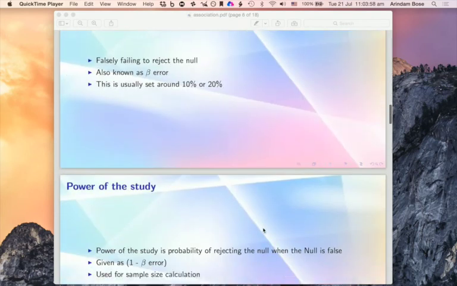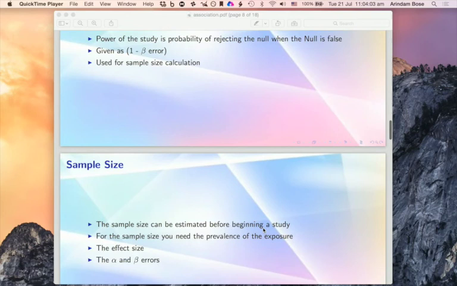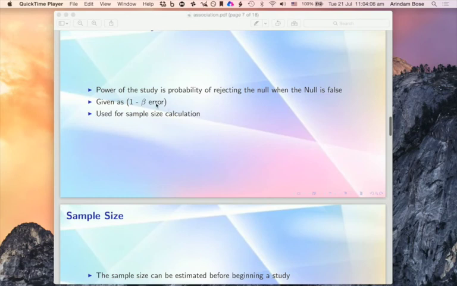And the power of the study, of course, is again dependent on the type 2 error, and therefore power of the study is given as 1 minus beta error probability.